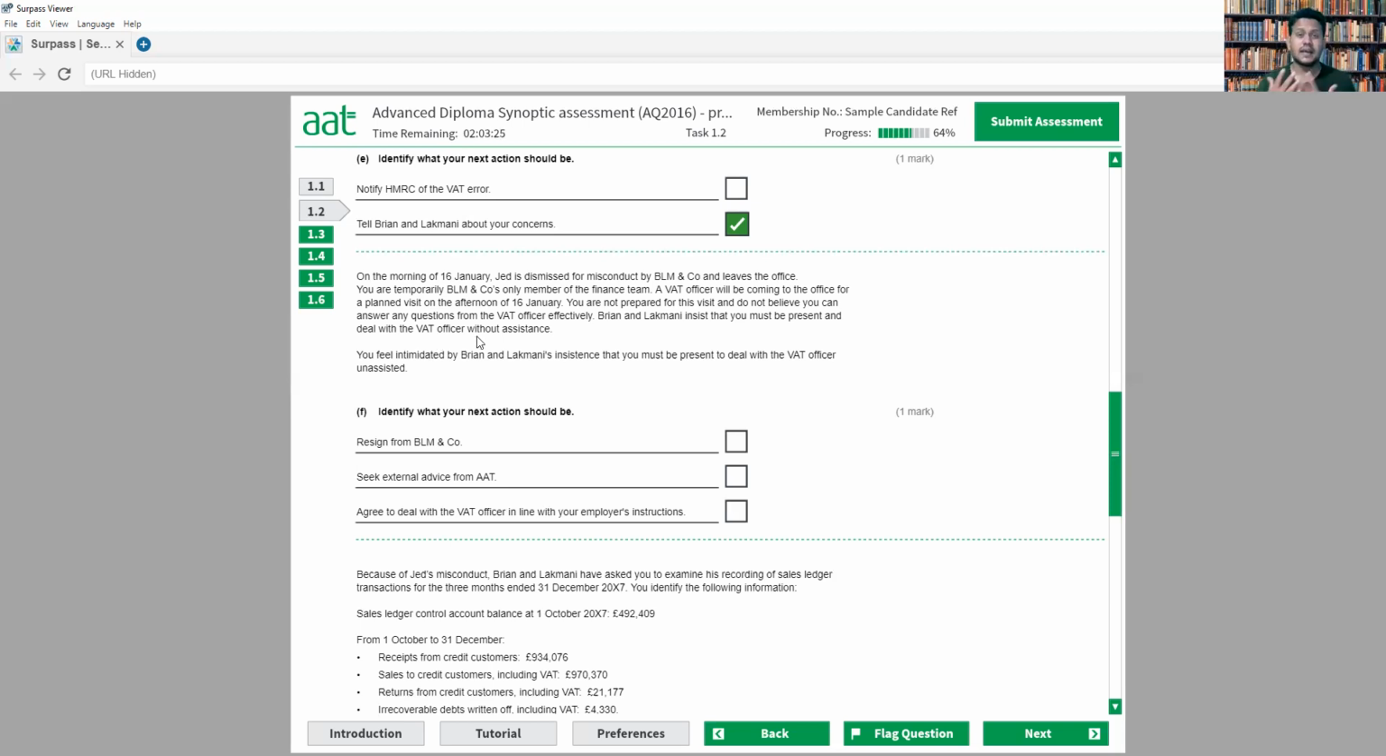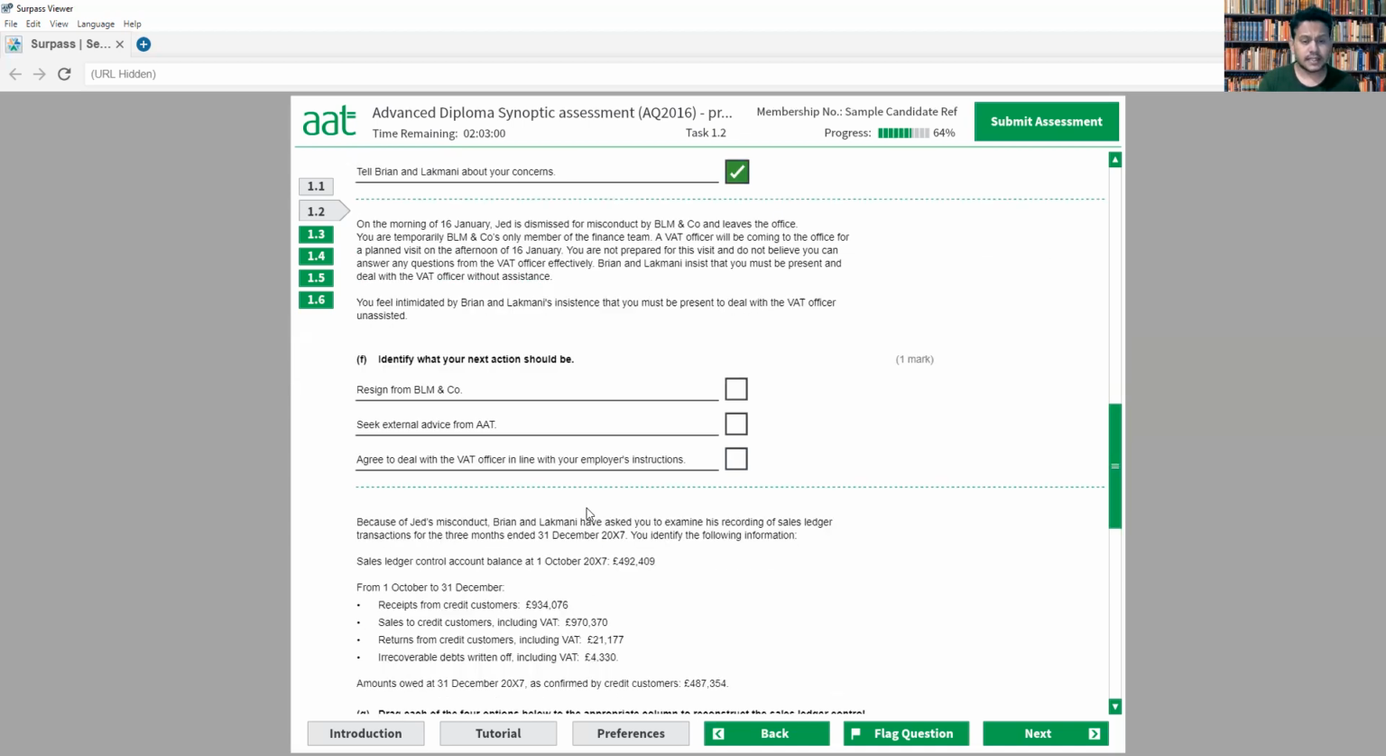So obviously you don't have enough knowledge or preparation to deal with the VAT officer. So you will not be ready to do that. And they are basically putting pressure on you to do it. You feel intimidated by Brian. Intimidated means pressure. You feel pressure from the owner to do the visit. They said you have to be present and deal with the VAT officer. What will be your next action?